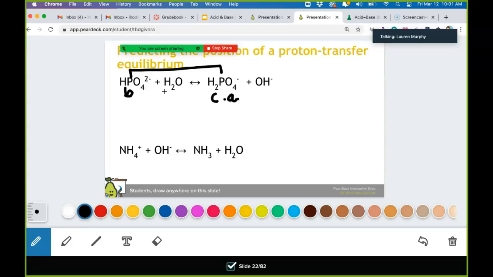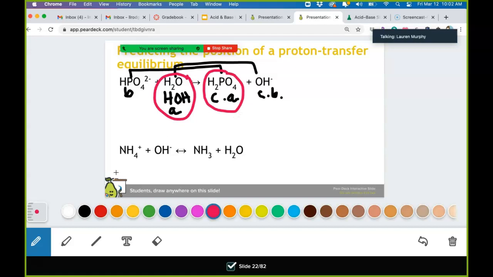And sometimes it's helpful for water, if you want to see it easier, you can rewrite it as HOH. So you can see how it lost the hydrogen. That's what makes it the acid, and then this guy is its conjugate base. So now, predicting which way the equilibrium lies, you either have to compare the two acids or the two bases. So let's compare the two acids first, and then you should still get the same result for the two bases.